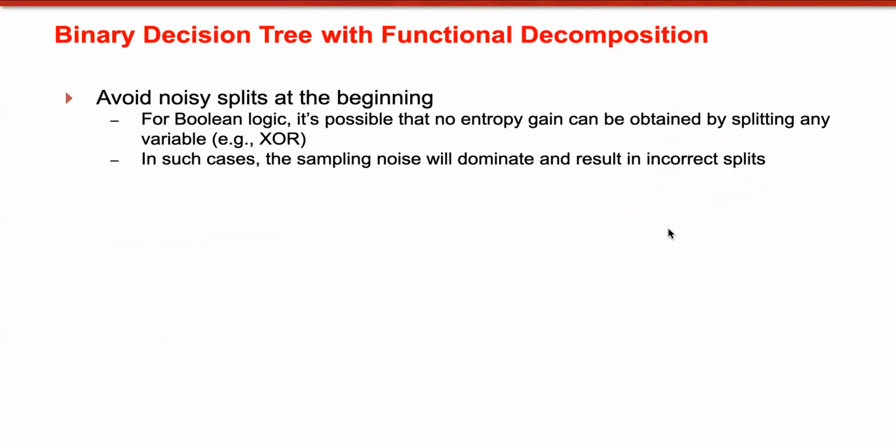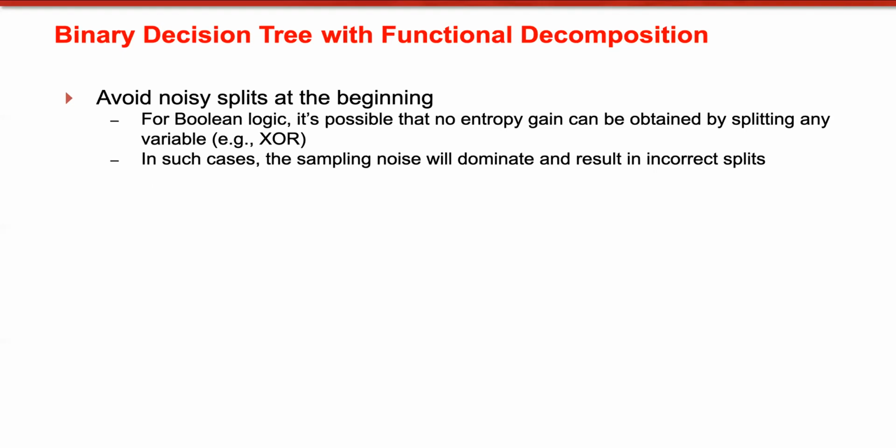In the previous slide, we described the vanilla binary decision tree. When we were using such trees on the contest benchmarks, we found that the trees often do incorrect splits at the beginning because of insufficient training data. For Boolean logic, it is very likely that a correct split has no entropy gain at all. It is most intuitive if we think about a 2-input XOR. In this case, only using entropy gain to select the splitting condition will cause the tree to ignore the correct variable and be misled by the sampling noise.